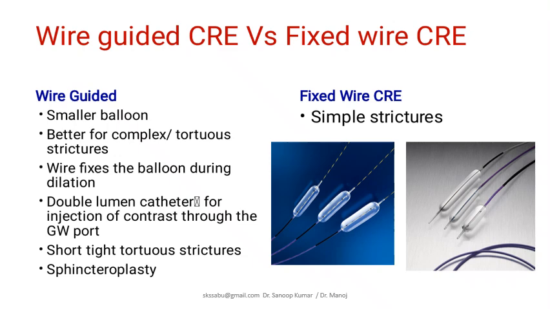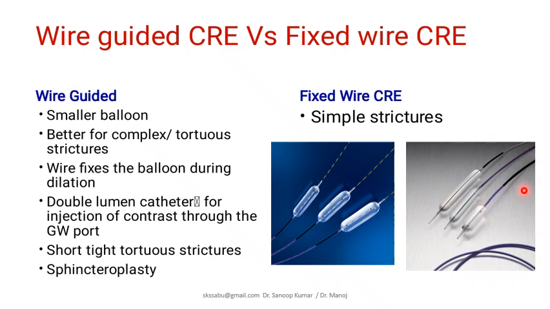One discussion in CRE that is pending is regarding wire guided CRE versus fixed wire CRE. Wire guided CRE means it is a small balloon through which a guide wire can be passed. It is useful for complex strictures where a guide wire can be passed and through it we can pass the balloon.